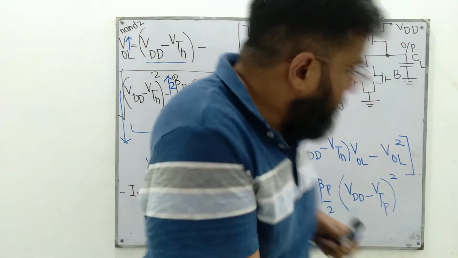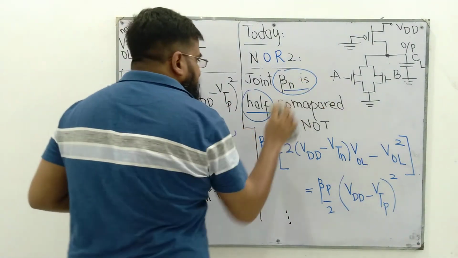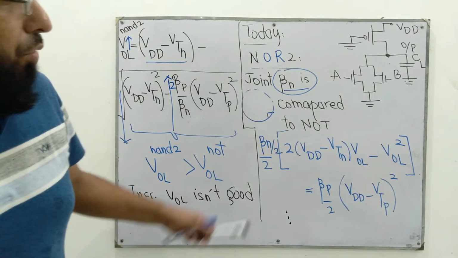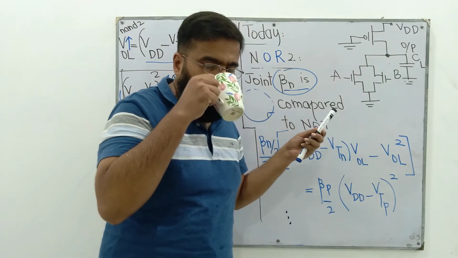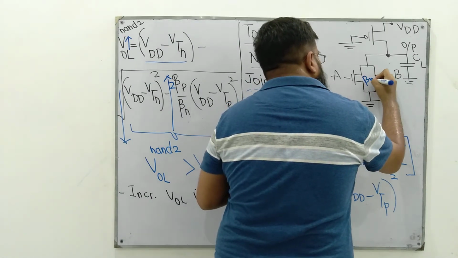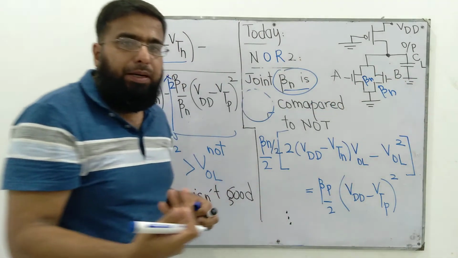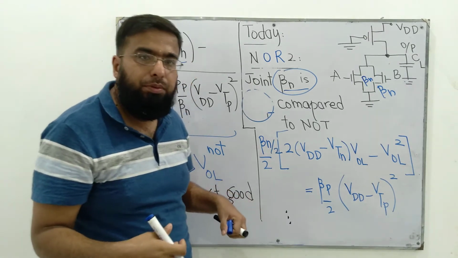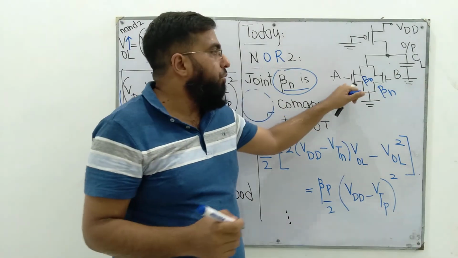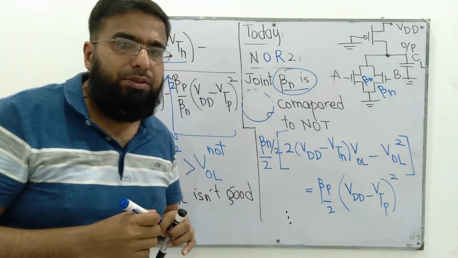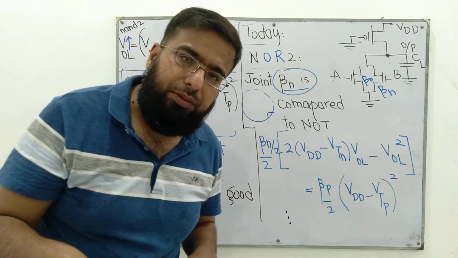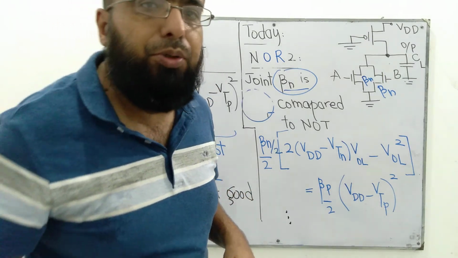Right, now this joint beta n is not half compared to NOT. What is it? Now we have two transistors, they both are in parallel, and each of them has a beta of beta n, and they're in parallel, so total beta n will be beta n by 2. Right, so total resistance would be R by 2. I'm sorry, total resistance would be R by 2, and beta n is inversely proportional to resistance. So if resistance is half, the term that is inversely proportional to resistance would be doubled.